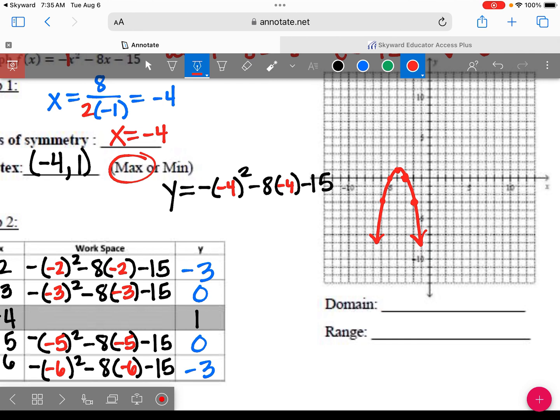So your domain is all real numbers, and this will never change. This is always what it's going to be. And your range, because it's a frown, is y less than or equal to, remember, we're going to use this number, so y is less than or equal to 1. All right, any questions about how we did that graph?